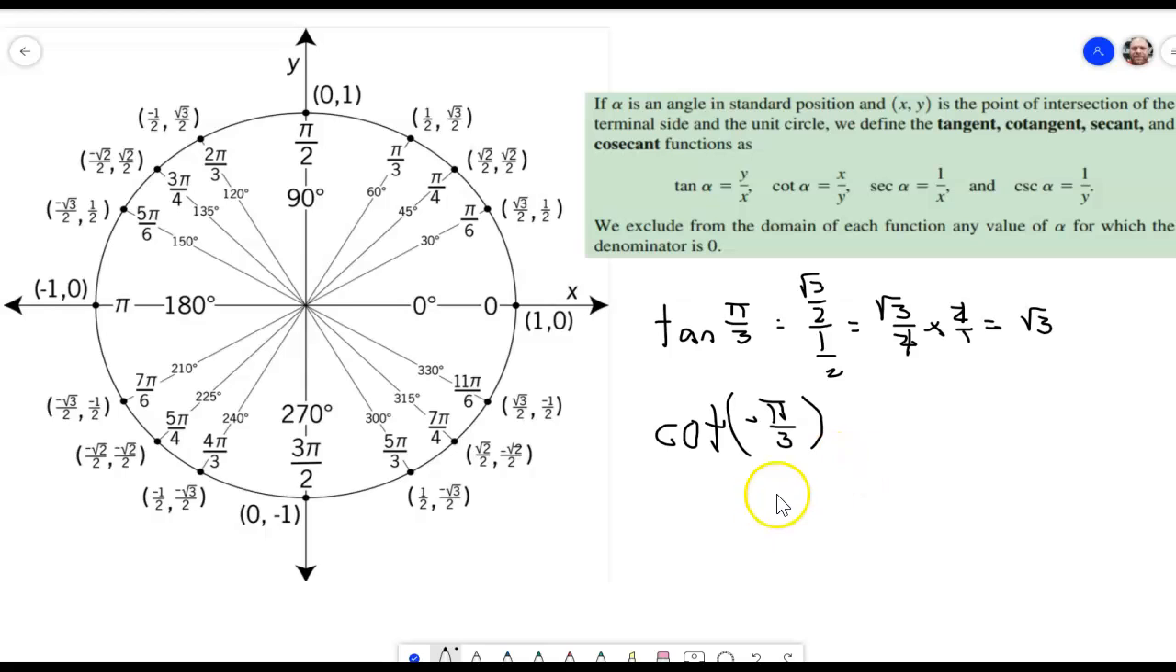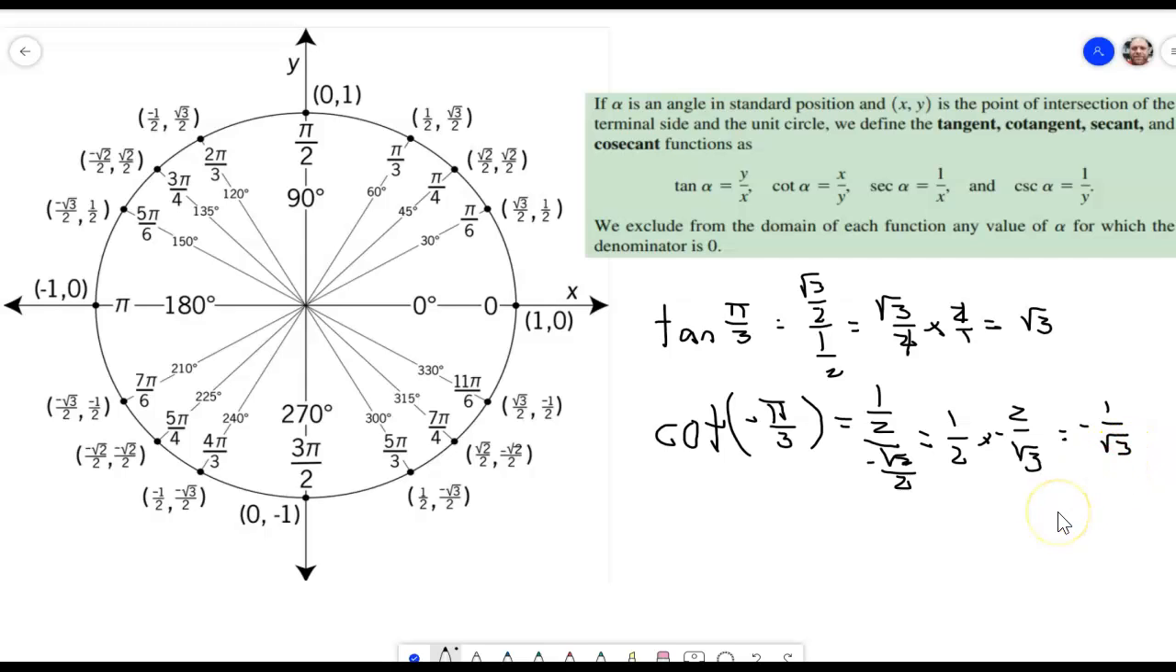So this would be 1/2 over negative root 3 over 2. So this would equal 1/2 times negative 2 over root 3. And that would equal negative 1 over root 3.